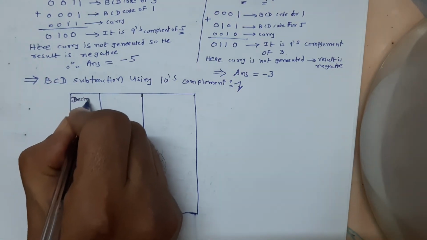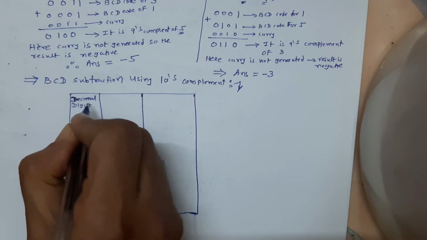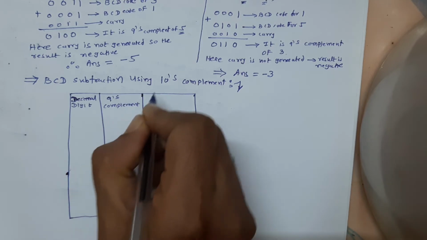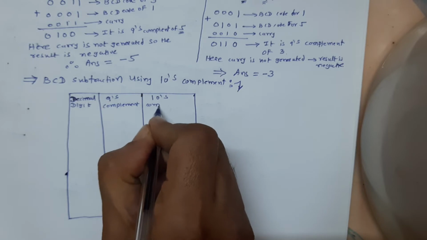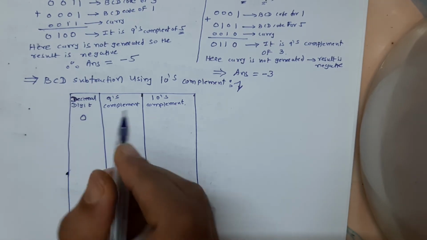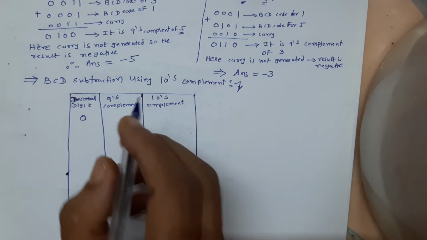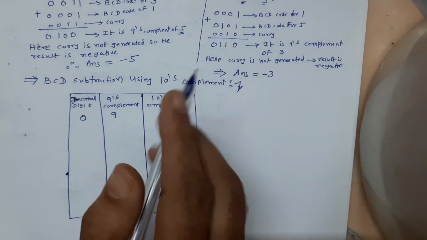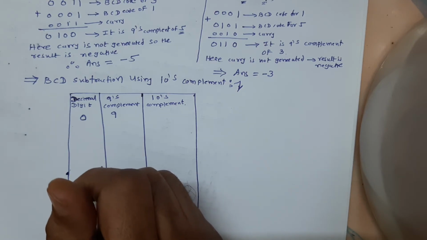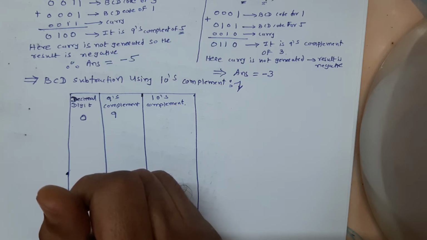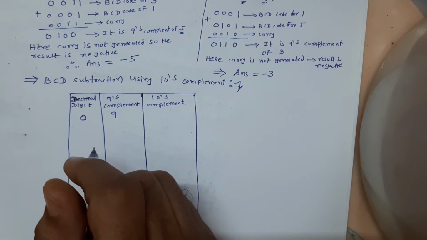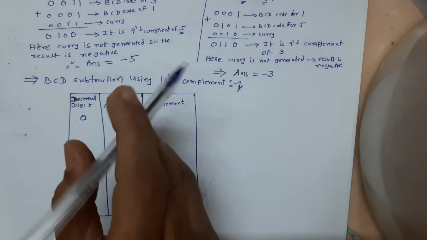Decimal digit, 9's complement, and this is our 10's complement. We know for 0, the 9's complement is 9 minus 0, that is equal to 9. And what about the 10's complement? Subtraction of the second number from the first number is the addition of the 10's complement of the second number with the first number. The 10's complement of a decimal number is obtained by adding 1 to the 9's complement of the decimal number.